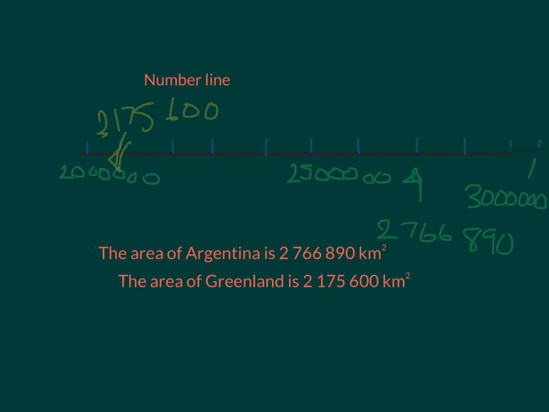So again, if I was to show you the greater than and less than sign, I have Argentina on this side. I have Greenland on this side. Greenland is my smaller number, so that's going to point that way. And that's how we figure that out.